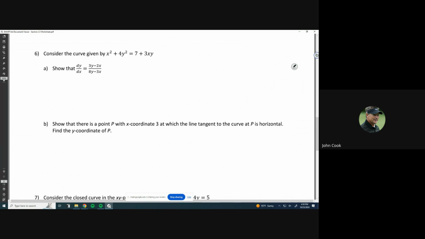We're going to work on the 2.5 extra worksheet problems. We got through the first 5 on the last video. Hopefully this one will go pretty quick because we've gone through most of the introductory stuff and we just work through it. So consider the curve given by that implicit equation.